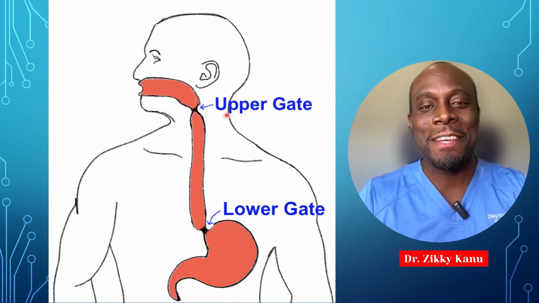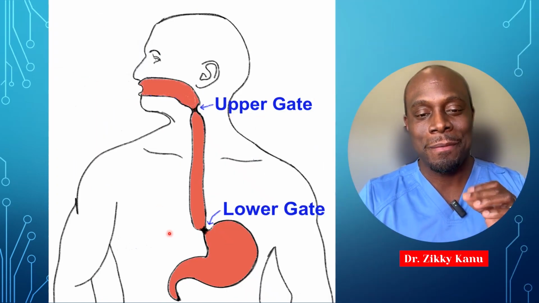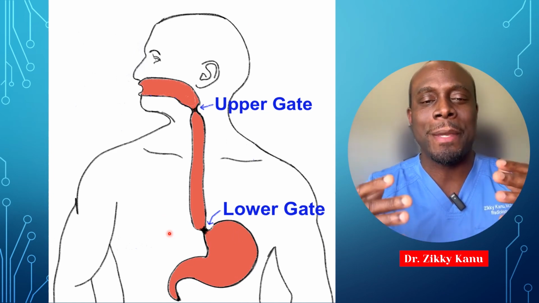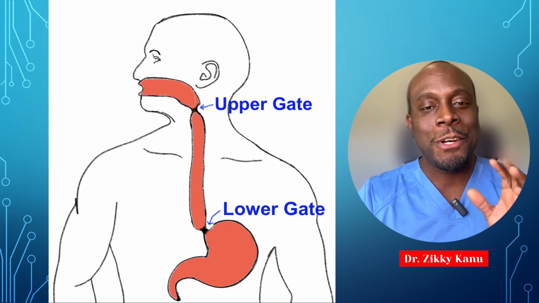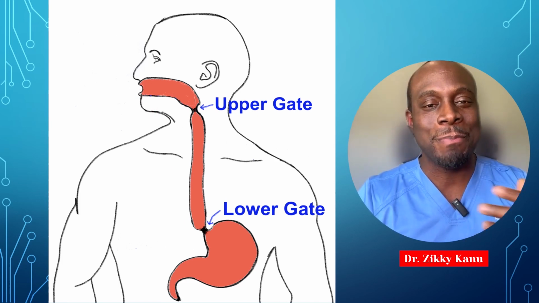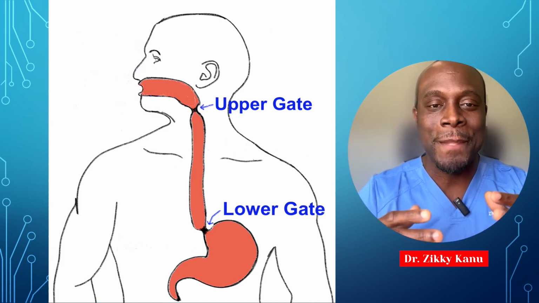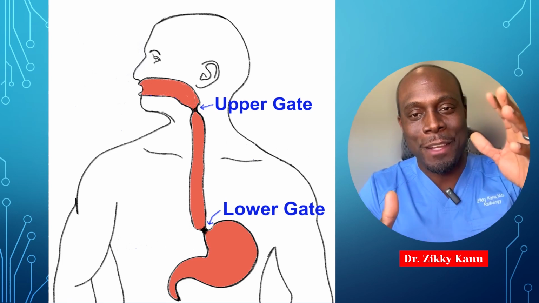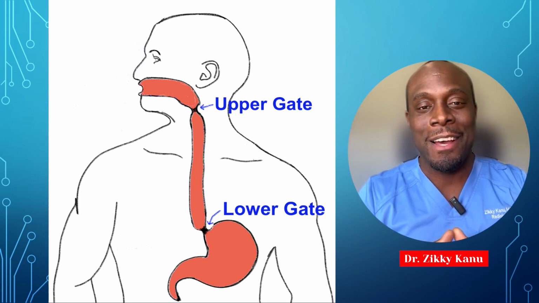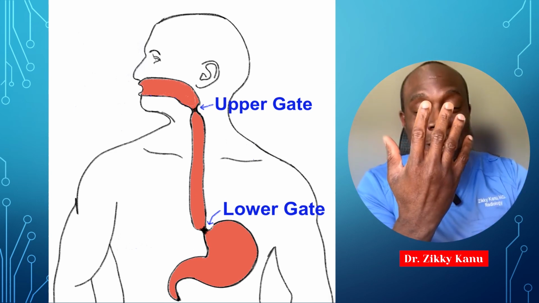The esophagus has two sphincters, the upper and the lower esophageal sphincters. We'll call them gates, the upper gate and the lower gate. These are small muscles that control the speed and the amount of food going into the food pipe as well as the stomach. They relax to open, and when they relax and open, food gets in, and when they contract, they close, and this prevents the backflow of food you just ate.